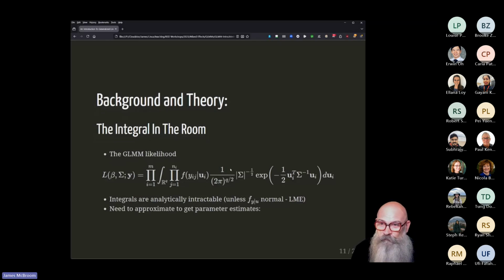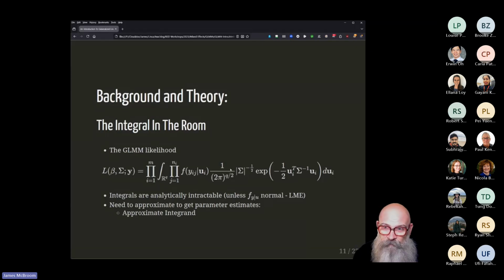So therefore, in order to be able to use the maximum likelihood technique to get estimates for the parameters, we need to approximate this integral somehow, or this expression somehow. And there's two ways we do that. One is we muck around with the integrand. Now, the integrand is the bit inside the integral that we want to find the antiderivative of, if you recall any of your maths. So the integrand is the nasty expression involving F(y|u) and the multivariate normal distribution stuff here. So this bit here is the integrand between the integral sign and the du sign.